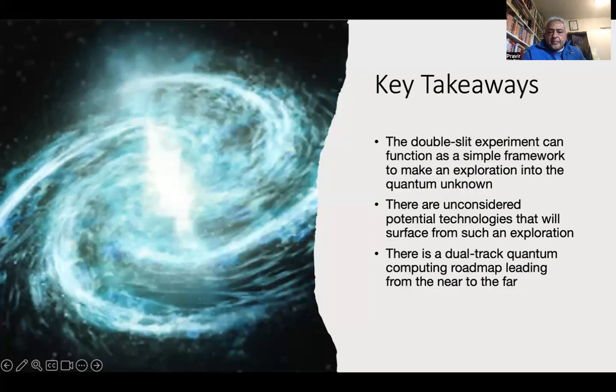So key takeaways from this: the double-slit experiment can function as a simple framework to make an exploration into the quantum unknown, as I've suggested in this session. When we do this, there are unconsidered potential technologies that will surface from such an exploration. And here I've suggested some function-based quantum computers based on wholeness and a different mathematics and logic and gate architecture. And finally, there's a dual-track quantum computing roadmap that leads us from the near to the far. We're certainly well down one of these tracks, but there's a second track that also needs to be developed and represents a lot of possibility from the near to the far.